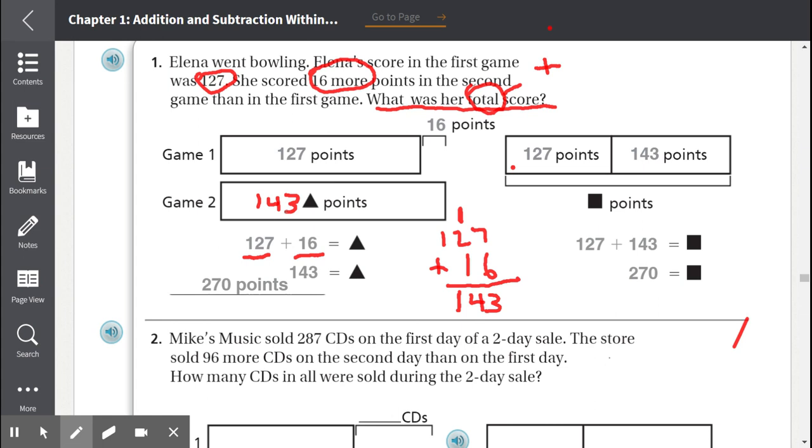But we're not done because they're asking for her total score, not just game 2, but her total score. So to get the total, we add game 1 and game 2. So 127 plus 143.